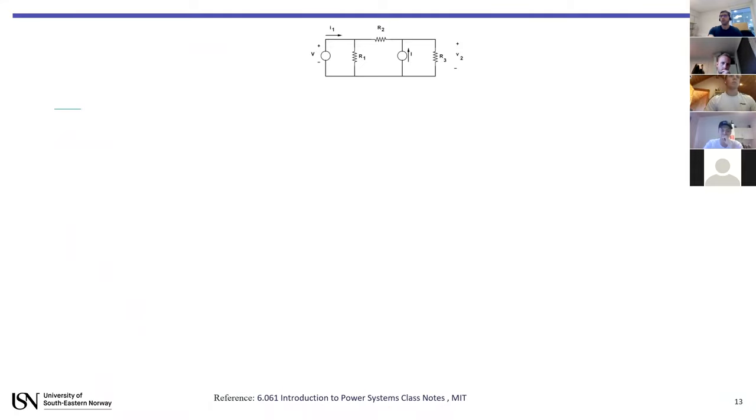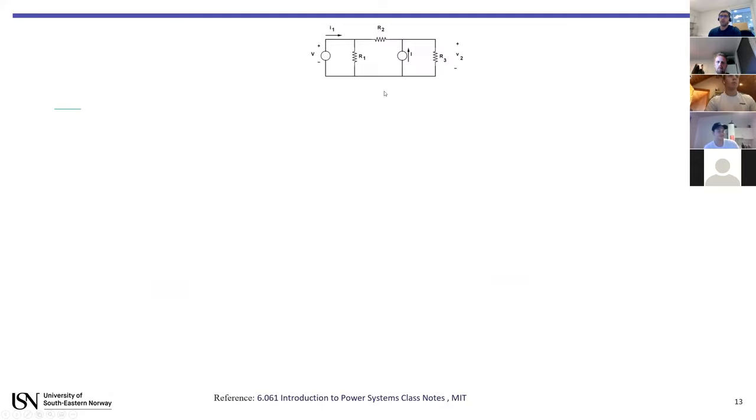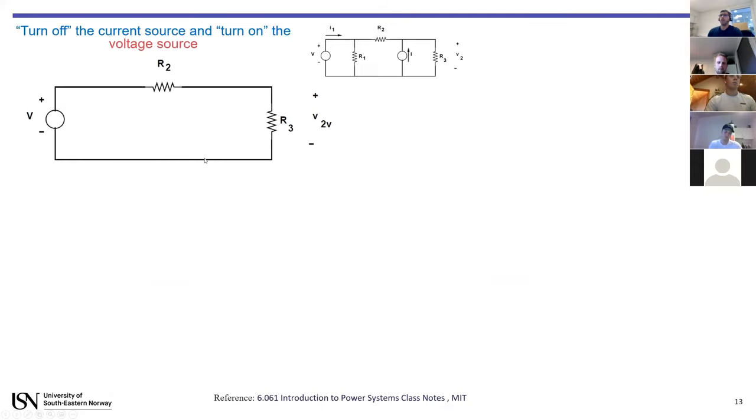Okay. So the superposition that I talked about before, I want to go into more detail. When I said you have to remove the voltage source, or remove the current source, what does it mean in the circuit? So it's the main circuit we have. If you want to keep the voltage source but remove the current source, it means that you have to turn it off.